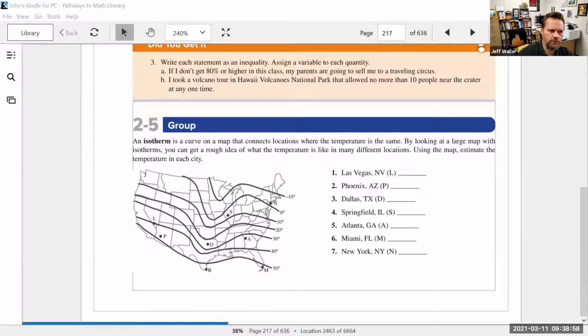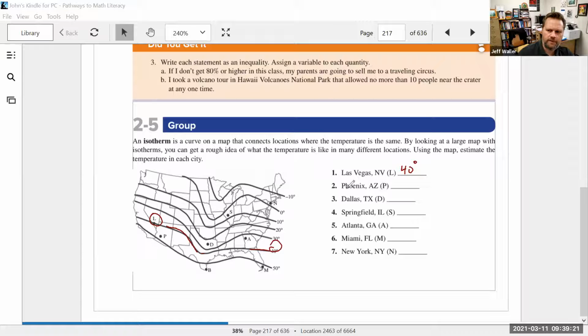Oh shoot! What did I just do? Okay. Look at Las Vegas. Right there. There's Las Vegas. This one's not even an estimation question. What's the temperature in Las Vegas? 40. Yeah, you just got to follow. Okay, so 40 degrees in Las Vegas.